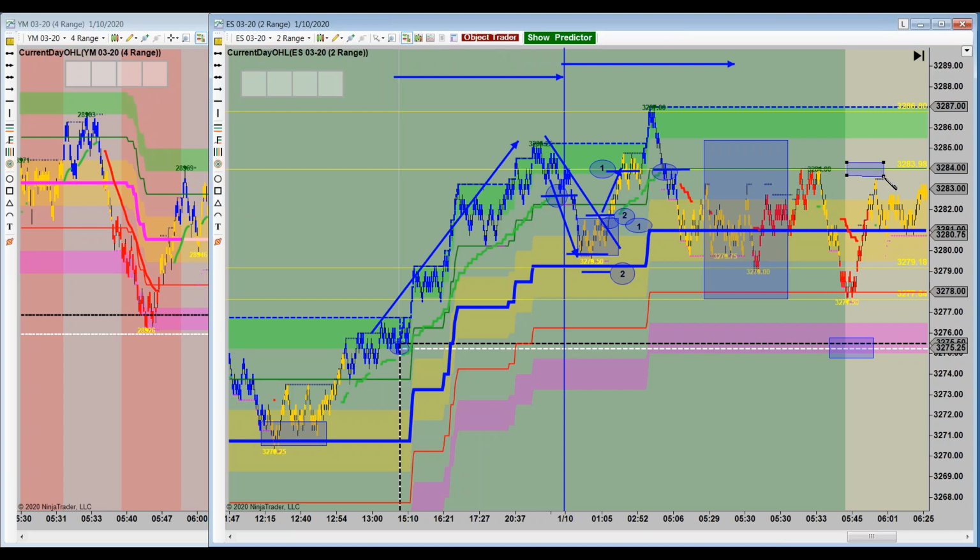If you're getting long, then you can clearly see where the resistance levels are. We have resistance here, and we have resistance up here. So long trade targets would be there. Now occasionally it might break out and run, and if it does, then you can deal with that later and wait for a pullback.